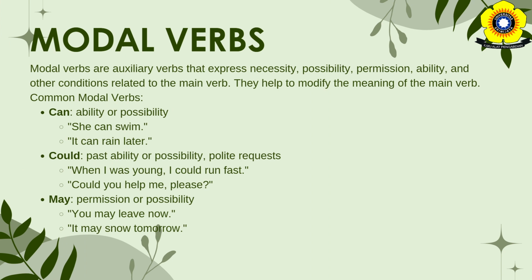extent. Modal verbs. Modal verbs are auxiliary verbs that express necessity, possibility, permission, ability, and other conditions related to the main verb. They help to modify the meaning of the main verb. There are 7 common modal verbs. First one is can. It expresses ability or possibility. Example, she can swim.